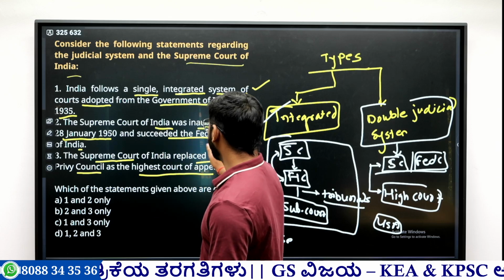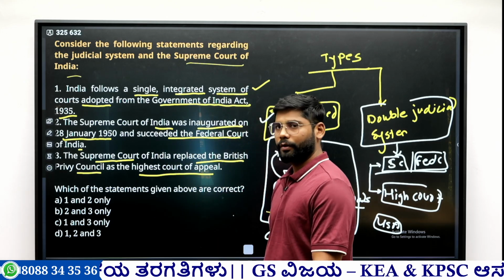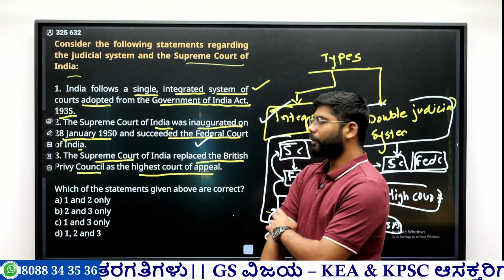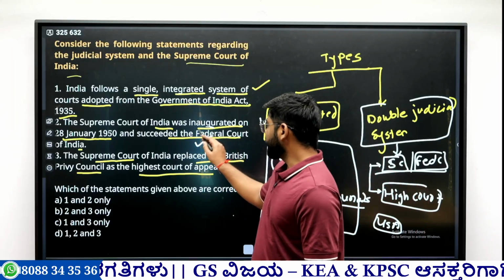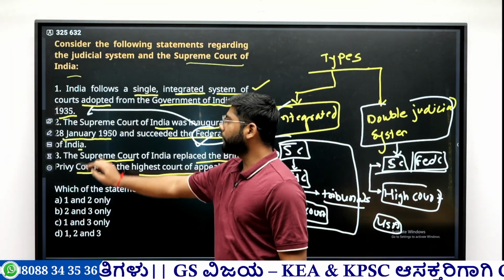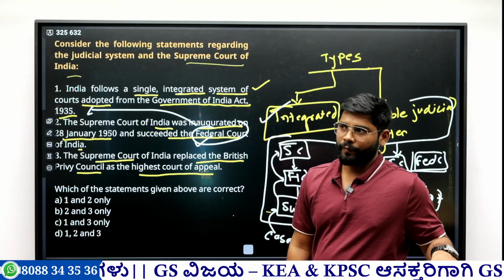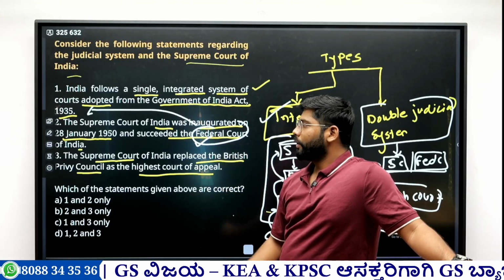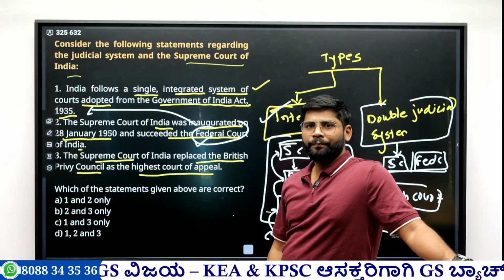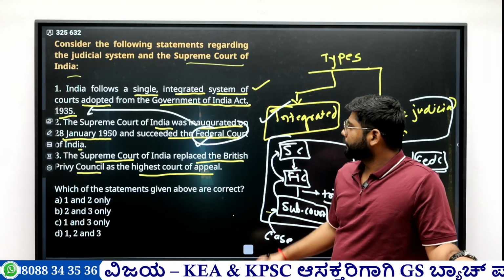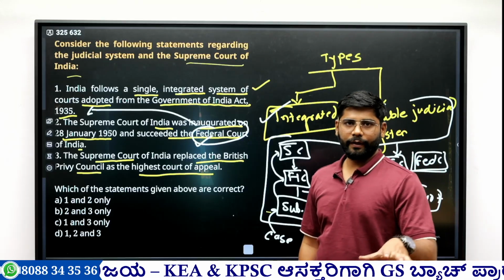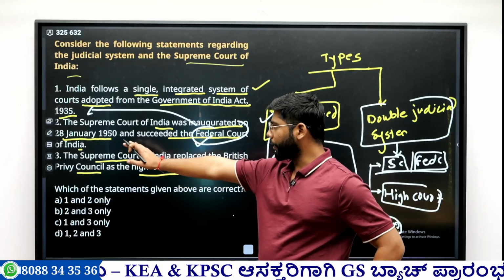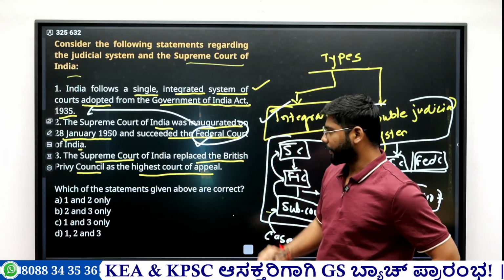Then the Supreme Court of India was inaugurated on 28th January 1950, and it succeeded the Federal Court of India. Yes, we know the Federal Court of India was established under the Government of India Act 1935. Through this Act, they established the Federal Court as the integrated court for India. So our Supreme Court, when it was established on 28th January, succeeded the Federal Court.